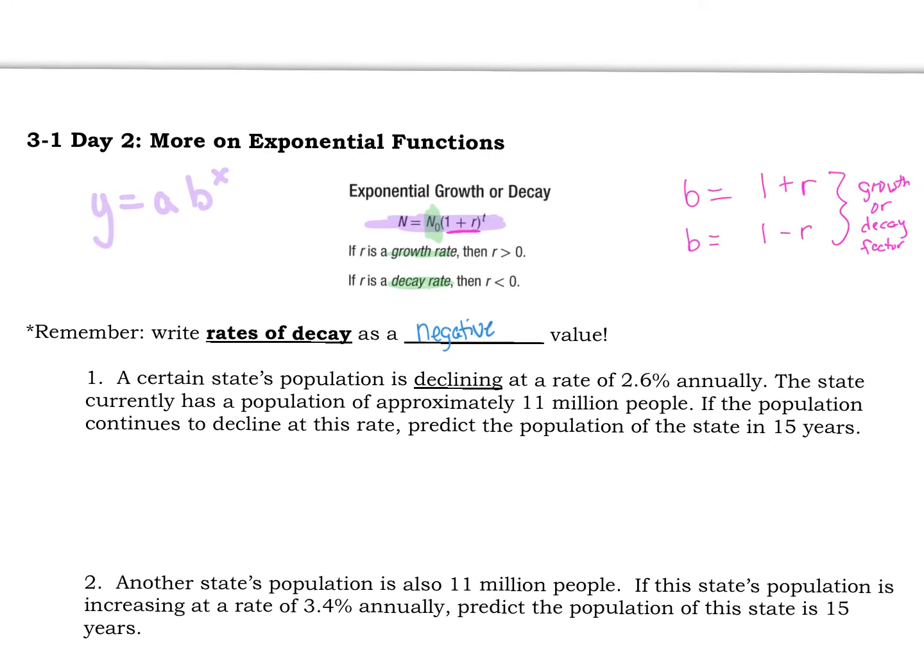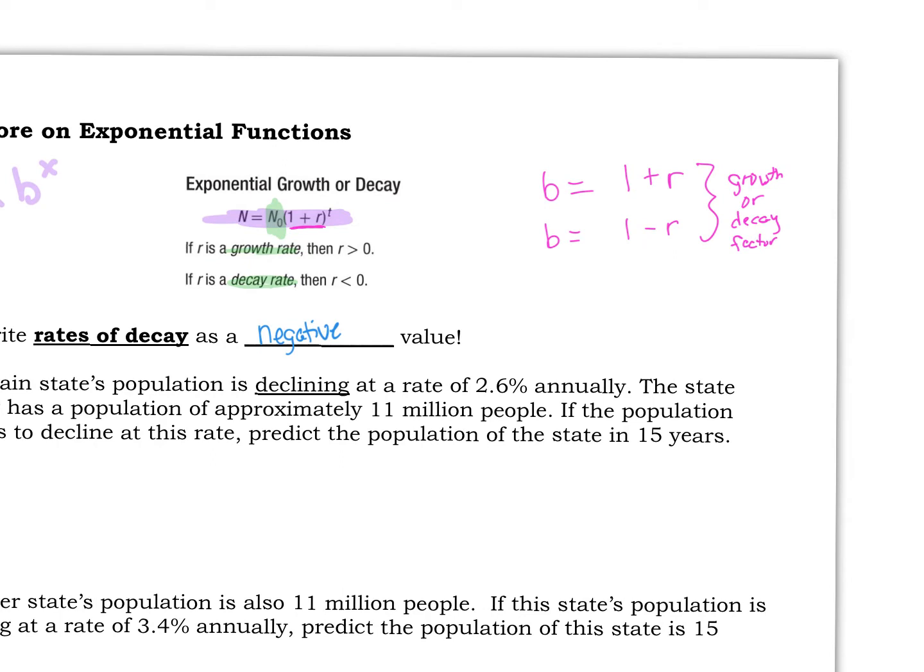So 1 plus a negative rate, or 1 minus whatever that rate is, whichever way you want to think about it. Now, the other thing to keep in mind is when we write our R value, it needs to be as a decimal. Our R value is typically going to be given as a percent. And so to convert it to the decimal form, we're going to be moving the decimal 2 places to the left. Correct? Does that make sense? I hope.